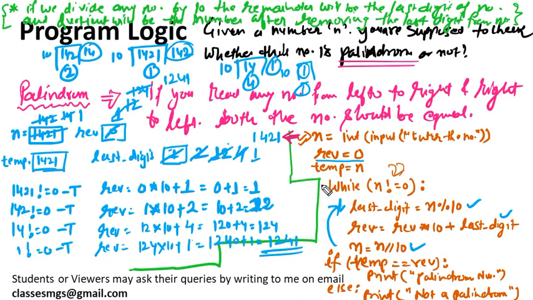Now n is equal to n divided by 10. So the quotient will be 0 this time. So n will become 0, and 0 is not equal to 0, the condition goes false. Now our loop will terminate. We are coming to this line.